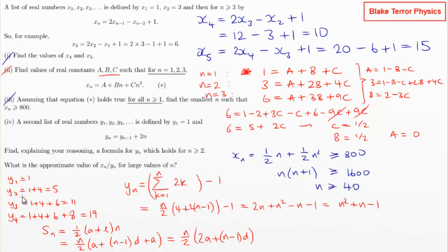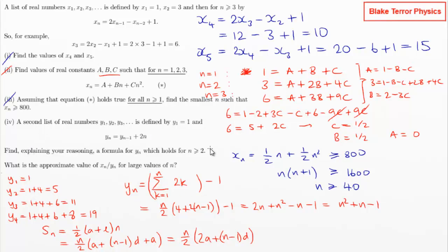So does that actually match up? Let's just check this works with this. So when n is 2, we get 4 plus 2 minus 1 is 5. When n is 3, we get 9 plus 3 is 12 minus 1 is 11. When n is 4, we get 16 plus 4 is 20 minus 1 is 19. Right, so that certainly works.